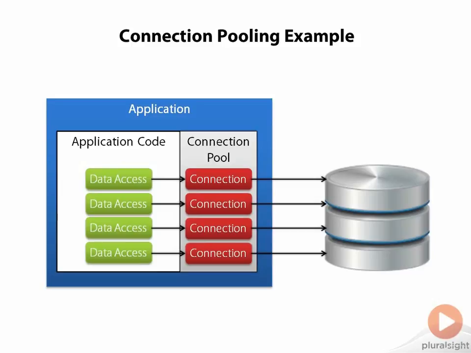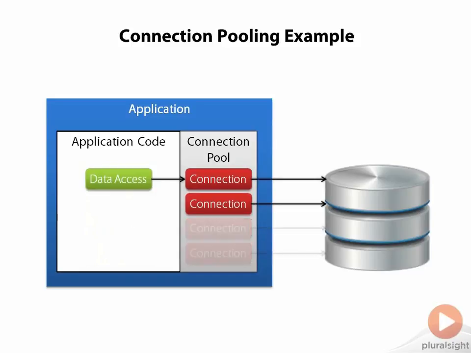Conversely, if there are a number of connections in the pool that haven't been used in a period of time, the connection pool will go ahead and close these connections in order to conserve resources on the database server. In this way, the size of the connection pool will vary up and down depending on the amount of data access activity occurring in your application.